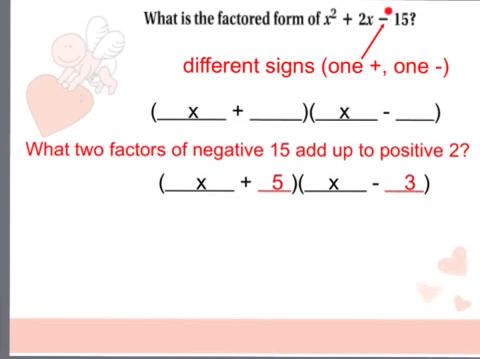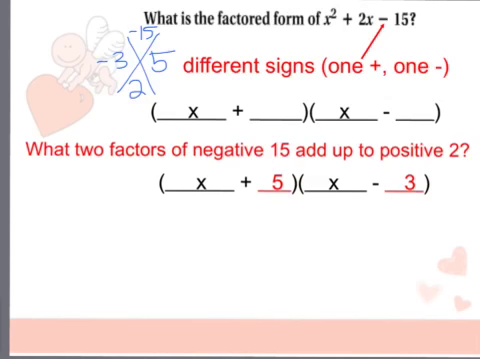Now in this case, this sign in front of the c term is minus, which means the binomials now have two different signs. One is positive and one is negative. It doesn't matter where they go here. All that matters is that when you find out what two factors of negative 15 add up to positive 2, we're going to get a negative 3 and a positive 5, because negative 3 times positive 5 is negative 15, and negative 3 plus 5 is 2.